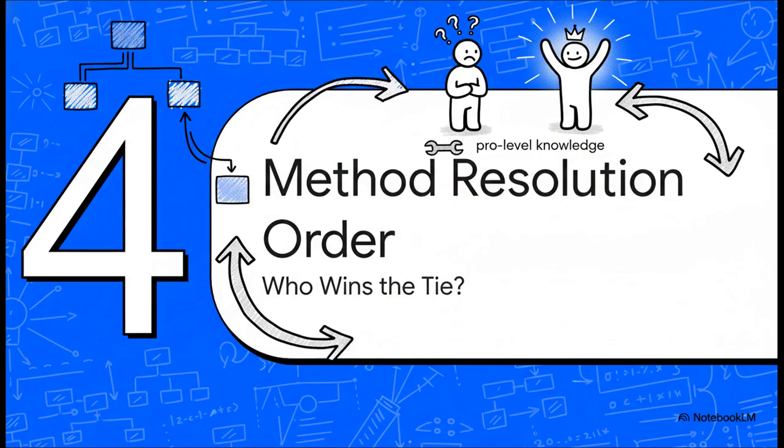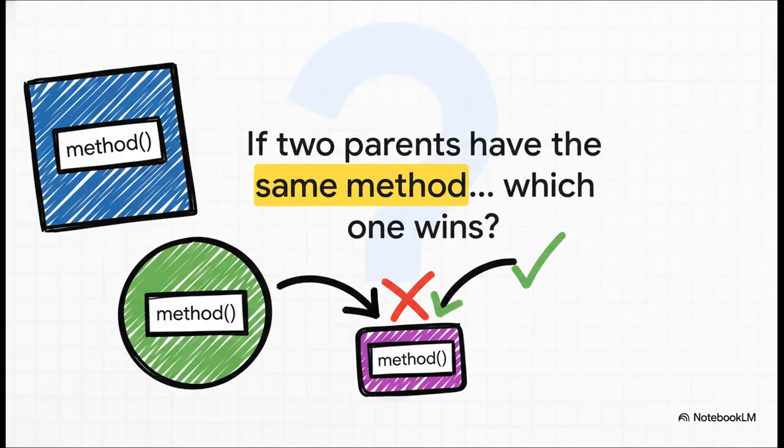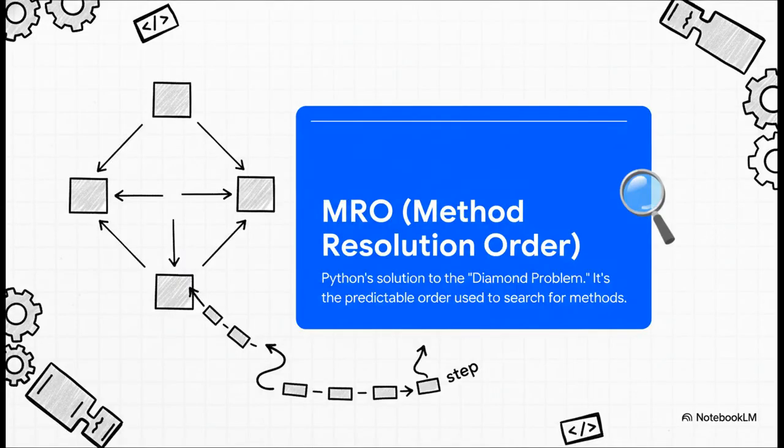Understanding this, the method resolution order, is what truly separates the beginners from the pros. Seriously, this is the stuff that interviewers love to ask about to see if you really know your stuff. So let's set the scene. You have one child class, but it has 2 parents. And what if both parents have a method with the exact same name? Uh-oh, when you call that method on the child, which one gets used? Who wins the tie? This classic headache is known as the diamond problem.